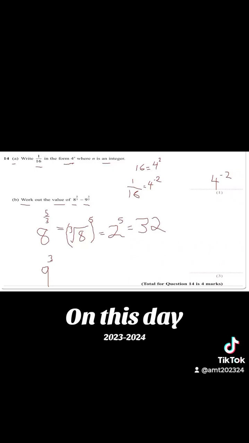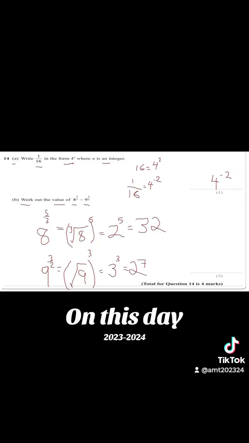9 to the power of 3 halves. Again, take my time with this. I'm going to do the square root of 9, and then I'm going to cube my answer. The square root of 9 is 3, because 3 times 3 is 9. And I'm going to cube it. 3 cubed is 3 times 3 times 3, which is 27.